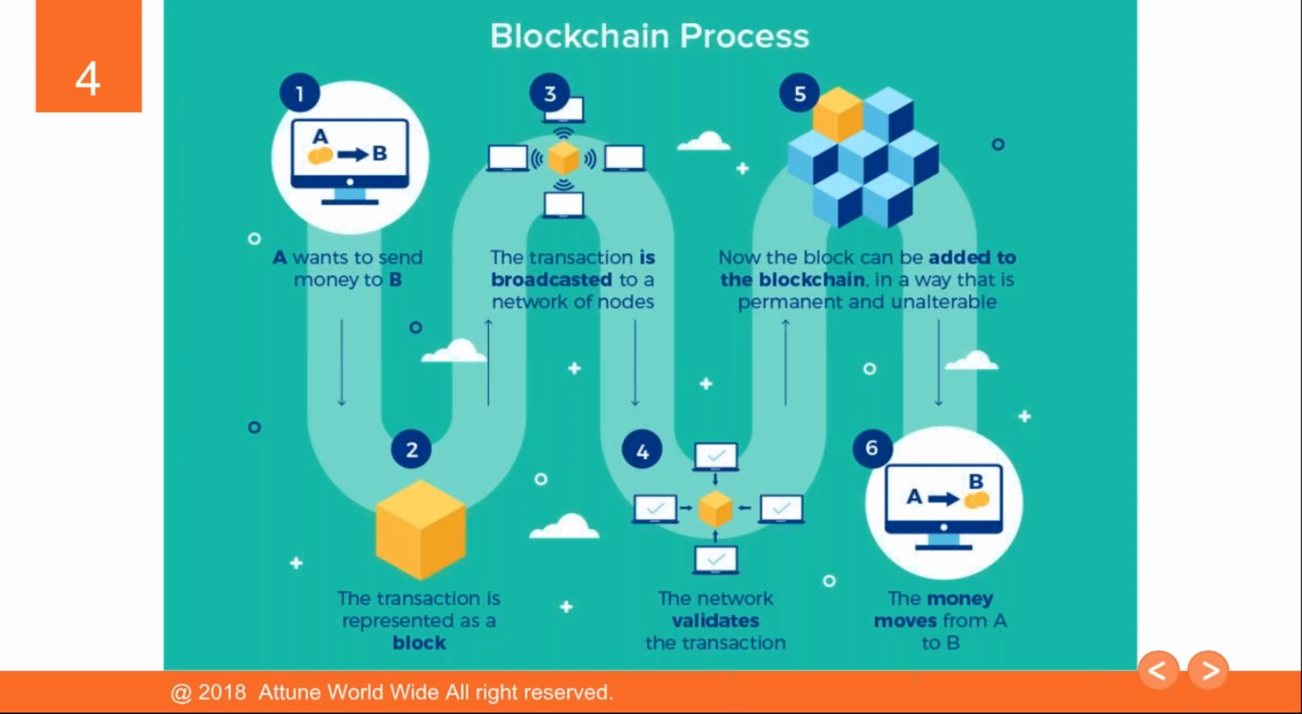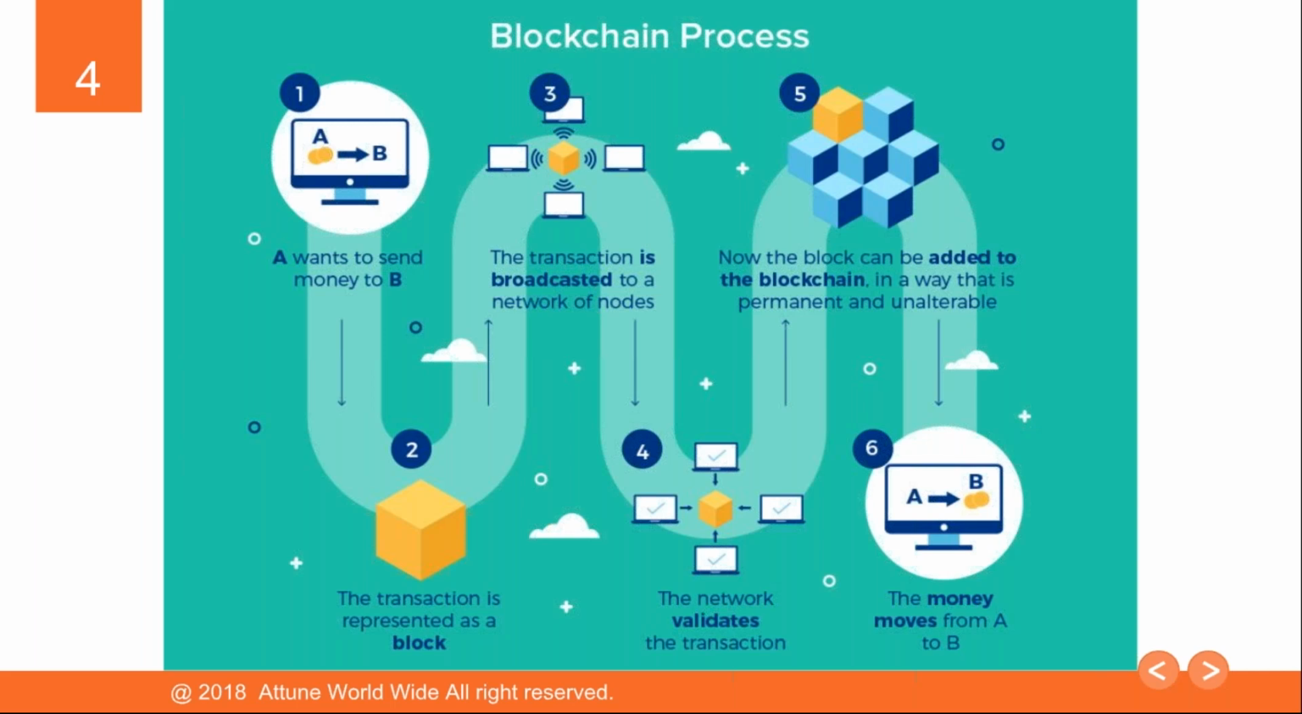First, let's say A wants to send money to B, right? So now what will happen? The money is being sent from one sender to another, the receiver. That transaction, as you can see on number 2, is represented as a block, right? So block and chain, block plus chain. Whatever transactions you do, whether you send, receive, update, or make a change, everything is represented as a block, right?